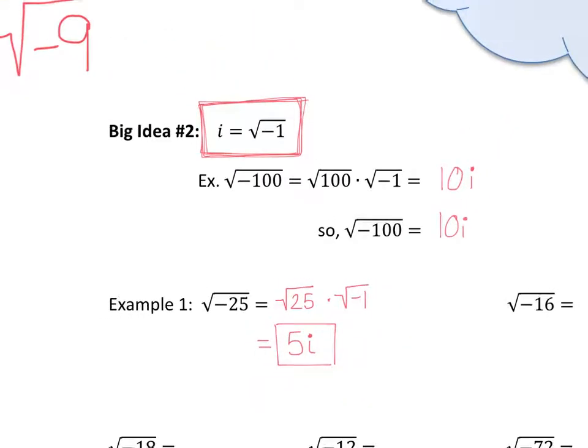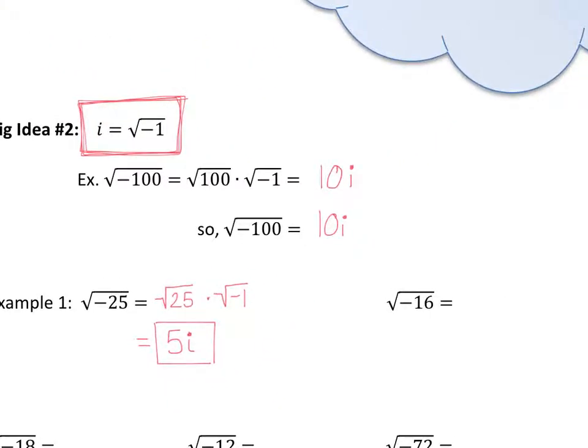What will the answer be to the next one? 4i. Okay, if you want to skip steps, go for it if you understand that. If not, you can break it down. So the square root of 16 times the square root of negative 1. The square root of 16 is 4. The square root of negative 1 we replace with i.